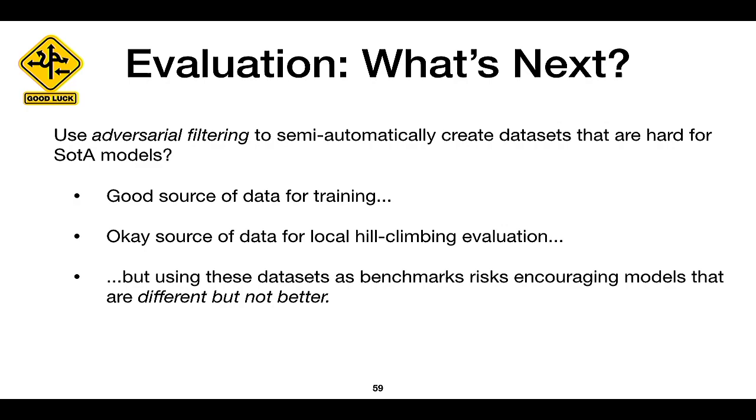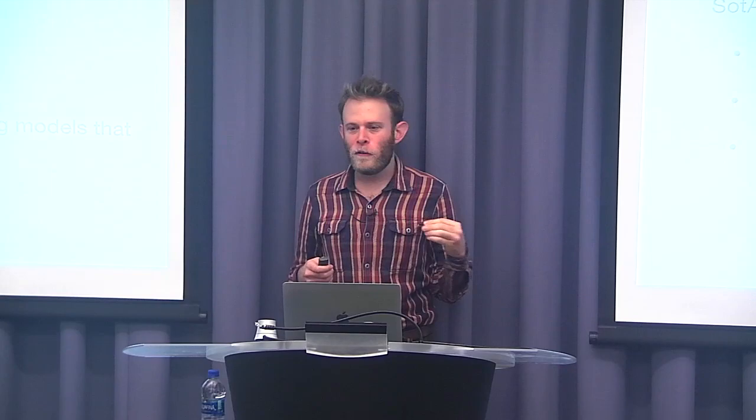Because what we'd really like to say with something like GLUE is that this linear scale, the number that you're getting out, is more or less monotonically associated with the ability we care about. That if you get better on this number, that means you're for some reason or another doing better at the actual ability we're studying. And I think using adversarial filtering to create data for these kinds of benchmarks for broad use creates a metric that's going to encourage you to build systems that are different from current state-of-the-art systems without necessarily being better.